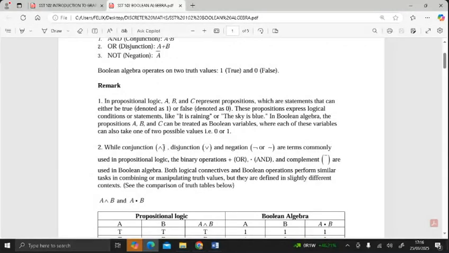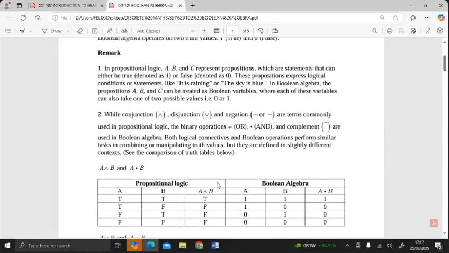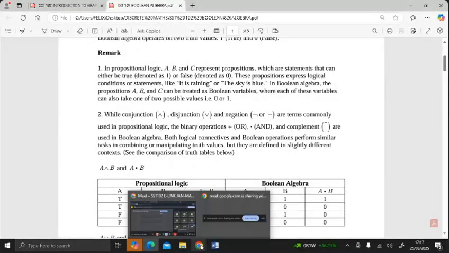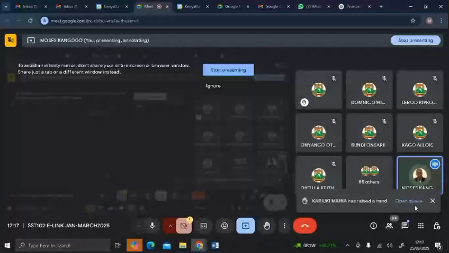And you're told that another difference is that conjunction, disjunction and negation, of course, are represented by these terms commonly used in propositional logic. The binary operations plus, and, which we may as well call multiplication, and complement, which is bar, are used in Boolean algebra. Both logical connectives and Boolean operations perform similar tasks in combining or manipulating truth values. Although they are defined slightly differently, I've given you a tabular presentation of the differences.